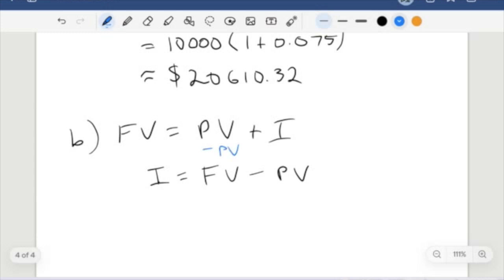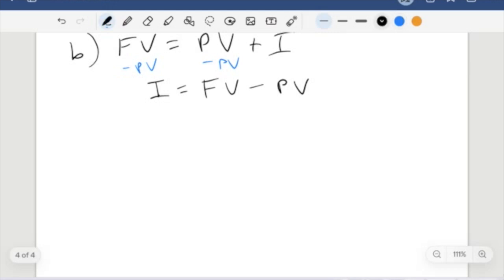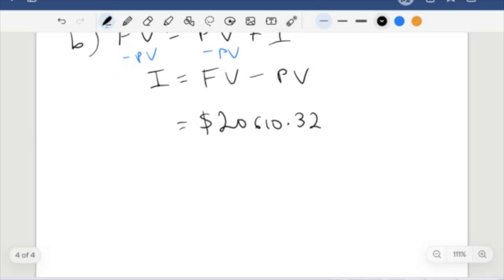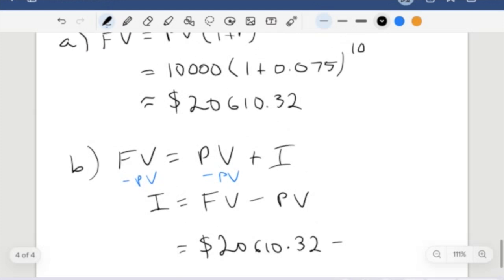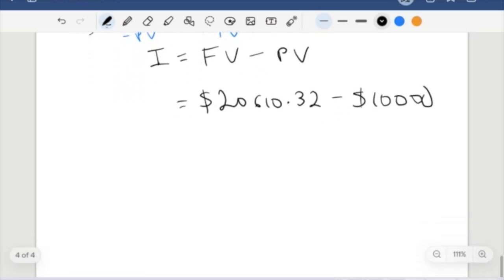We can get this by subtracting the present value from both sides, just to show you that this works like a regular equation. So to find interest, we need to note what our future value was, and we found that just now, which is 20,610.32. And I'm going to subtract my present value, which from the question was 10,000. Okay, so that gives us 10,610.32.